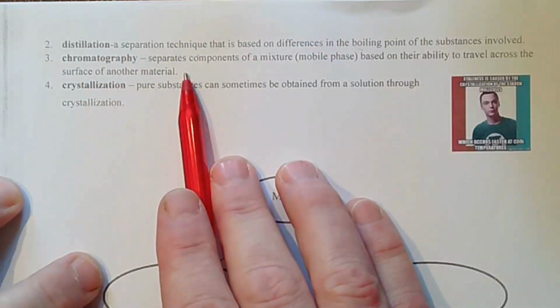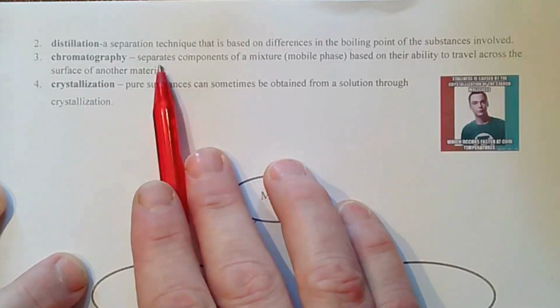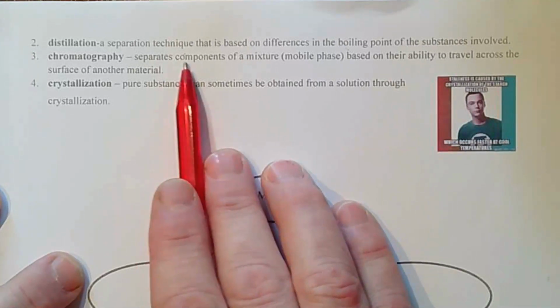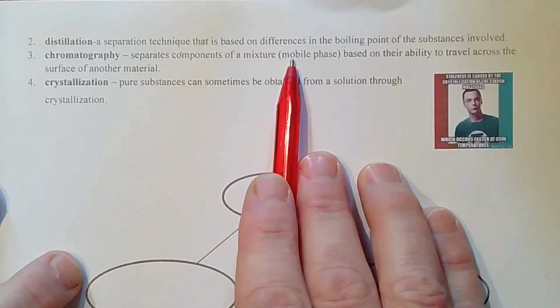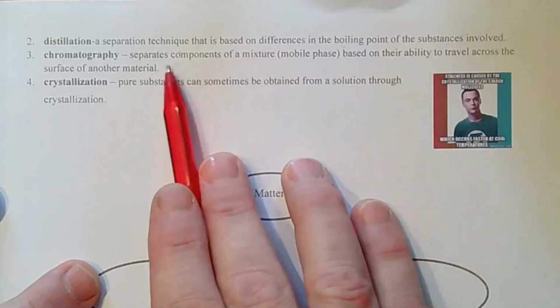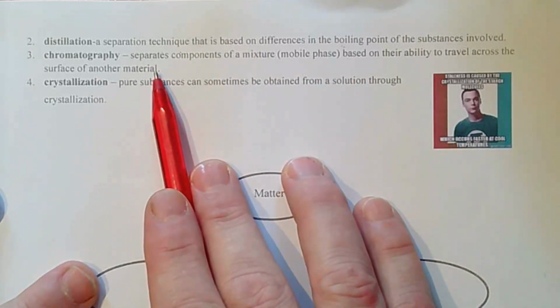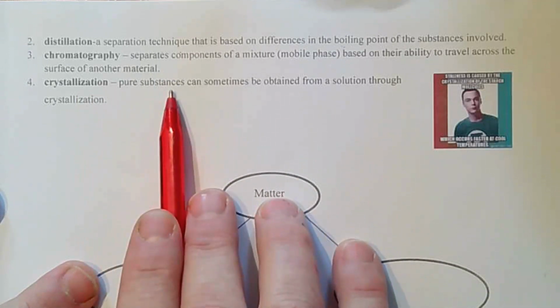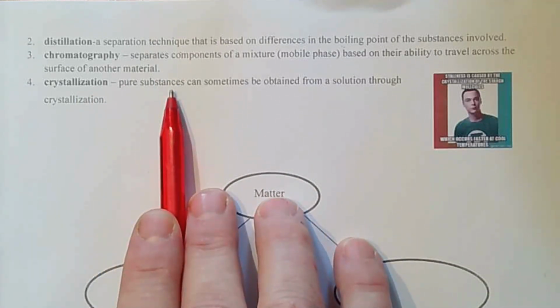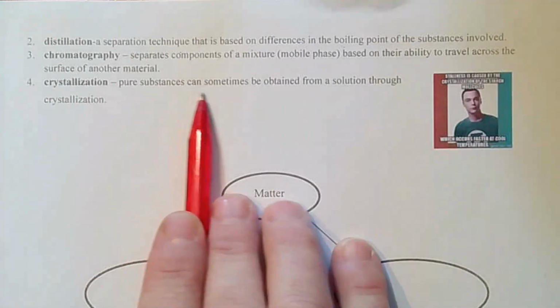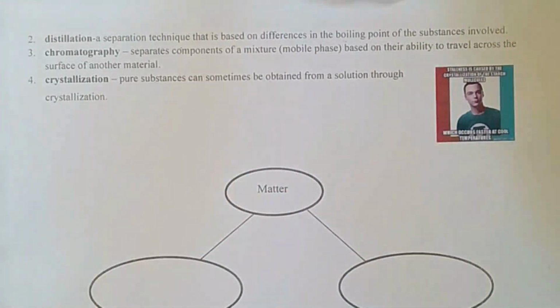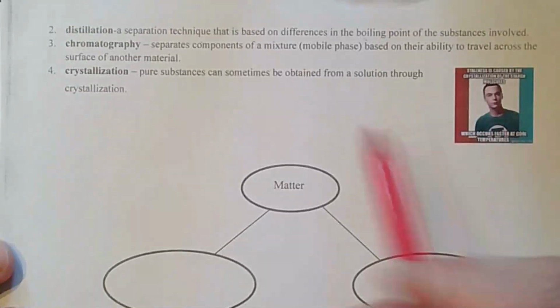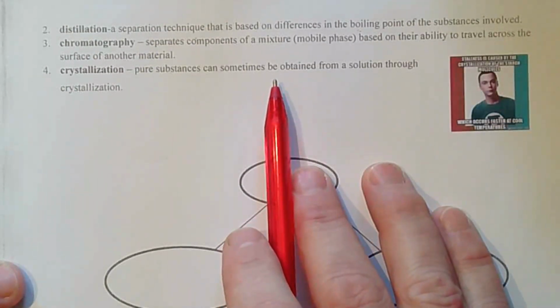Chromatography, you may have used chromatography paper before, but this is just a means of separating things of a mixture, typically like inks and those sort of things, based on their ability to travel across the surface of another material. And lastly, crystallization is just a different way of separating things based on basically solidification. It's like the opposite of distillation.